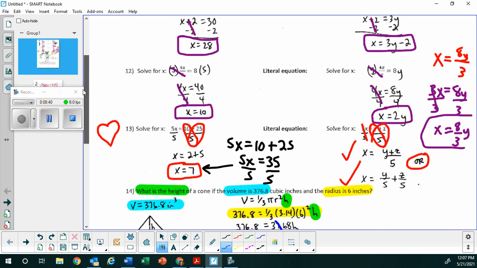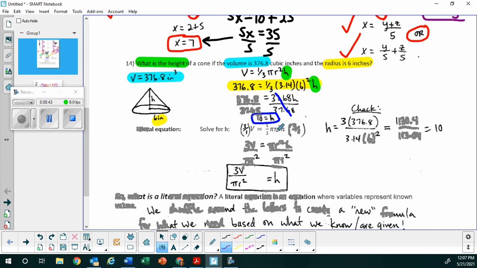So going back to my volume problem, when I want to isolate h, the first thing I'm going to do is get rid of this fraction by multiplying both sides by the 3/1. That now cancels out this. And on this side, I'm just going to have a 3v. So I've got 3v equals pi r squared h. Now you see me dividing both sides by pi r squared, because the pi cancels out and the r squared cancels out and h is all by itself. So over here, I just leave in the denominator the pi r squared.